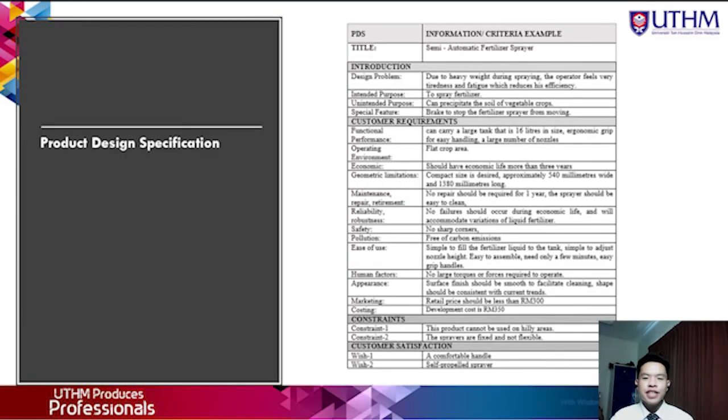Product design specification. Product design specification is the technical design aspect. The product design specification has information on customer requirements, company requirements, engineering characteristics, constraints, and customer satisfaction. So this is our product design specification. The title is semi-automatic fertilizer sprayer.